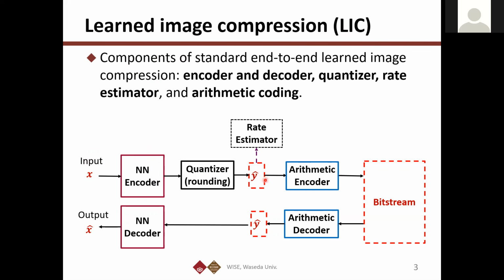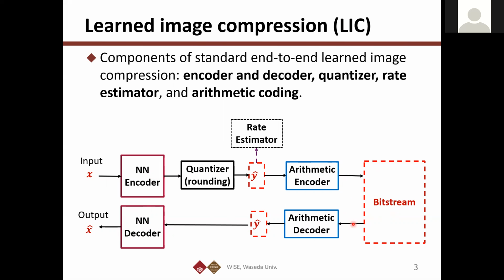For this integer Y hat, we can use an arithmetic encoder to generate a bit string. Then on the decoder side, we use an arithmetic decoder to recover this Y hat. And finally, we use a neural network decoder to generate a reconstructed image X hat. Usually all these frameworks are based on floating point arithmetic.